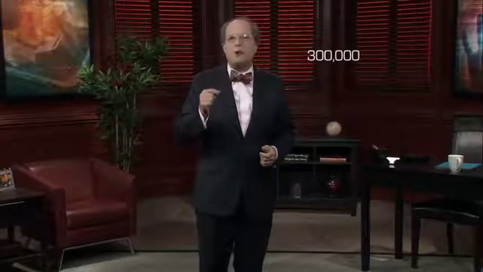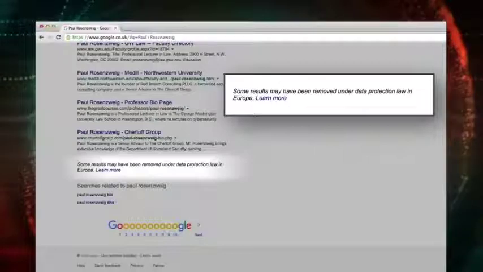Since that ruling, Google has had requests to remove more than 300,000 links and has removed 40% of those requested. And that number grows every day. And so we have the warning at the bottom of the Google page. That's Google's way of letting you know that the subject of your search might have asked for his or her name to have been removed from an old link.